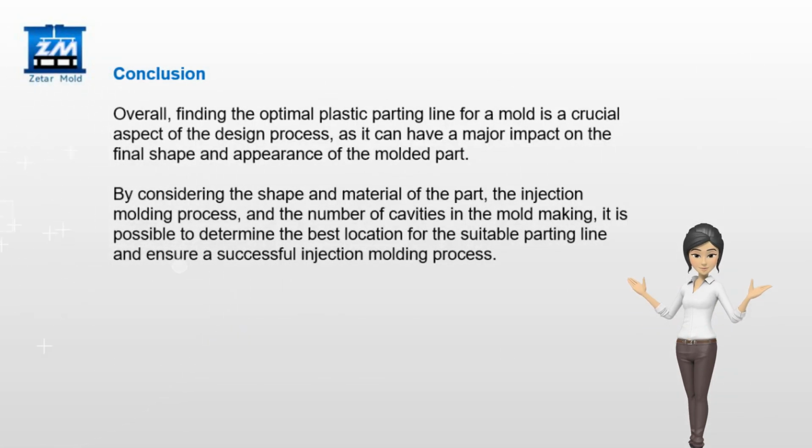Conclusion. Overall, finding the optimal parting line for a mold is a crucial aspect of the design process, as it can have a major impact on the final shape and appearance of the molded part. By considering the shape and material of the part, the injection molding process, and the number of cavities in the mold, it is possible to determine the best location for the parting line and ensure a successful injection molding process.